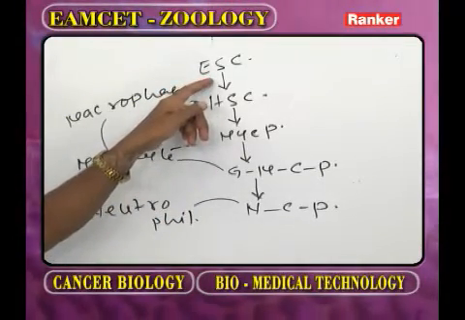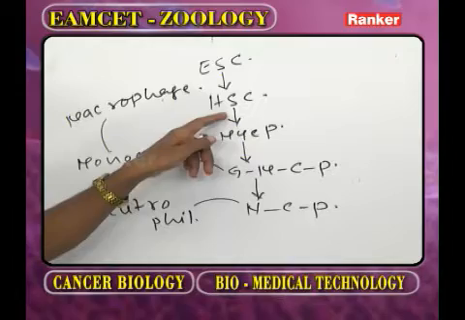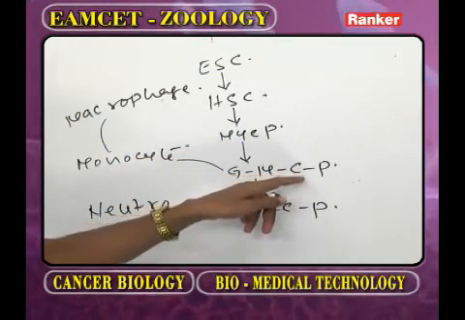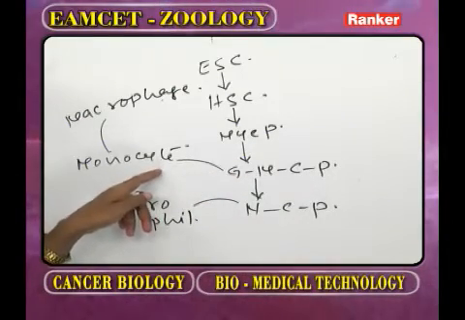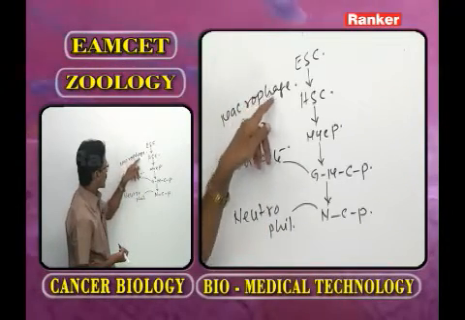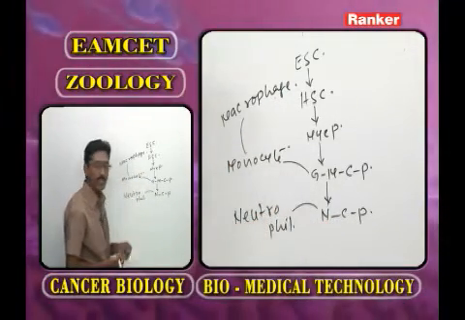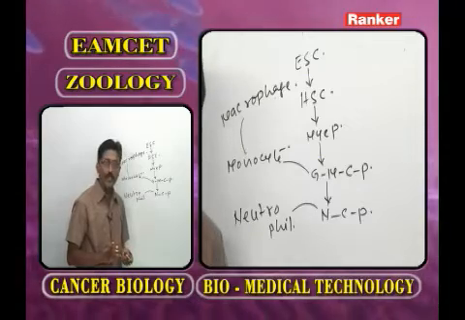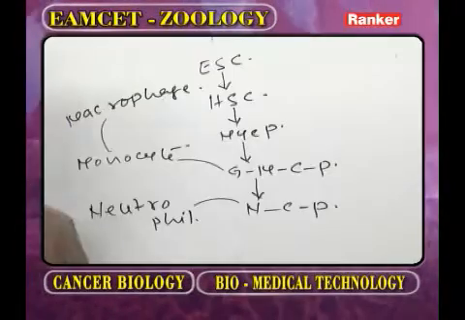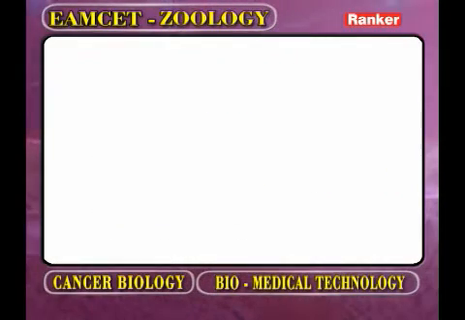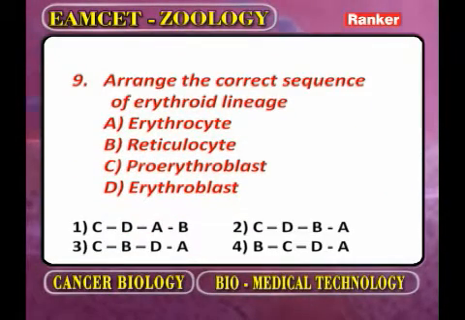So embryonic stem cell gives rise to hematopoietic stem cell, then myeloid progenitor, then granulocyte monocyte committed progenitor, which gives rise to monocyte. The monocyte enters into the tissues and becomes the macrophage. Neutrophil committed progenitor gives rise to the functional neutrophil. That is one type of development of the cells. Now the next one. Arrange the correct sequence of erythroid lineage.